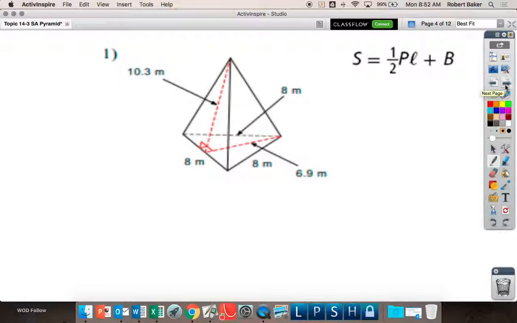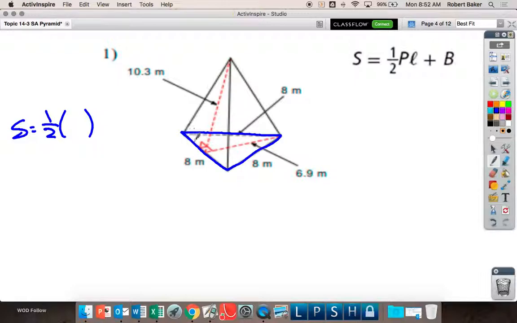What do you call that? It's a triangular pyramid. Because it's a triangular pyramid, a triangle is the shape of the base. So if we're using that the surface area is 1/2 the perimeter of the base times the slanted height plus the area of the base, what is the perimeter of the base?